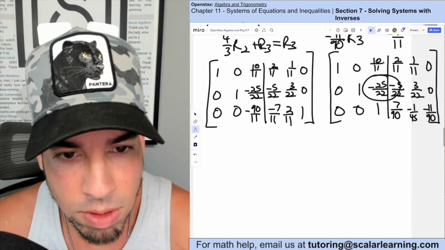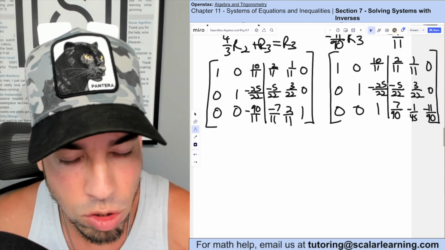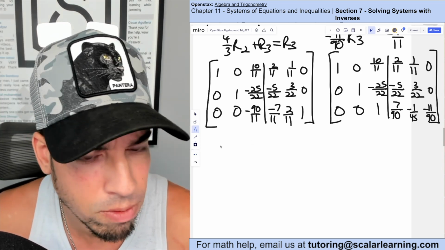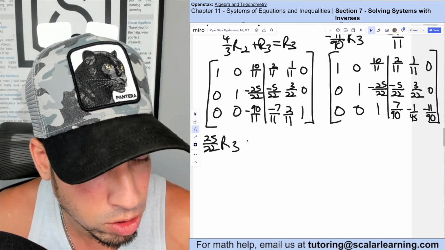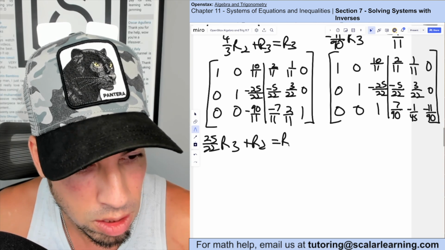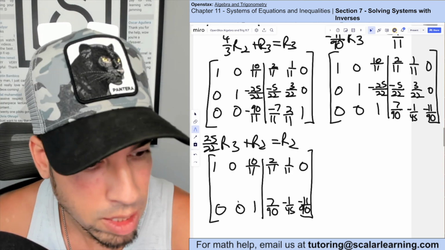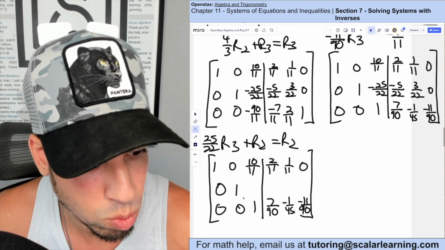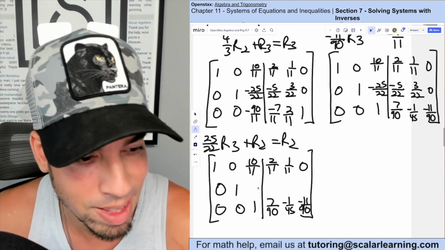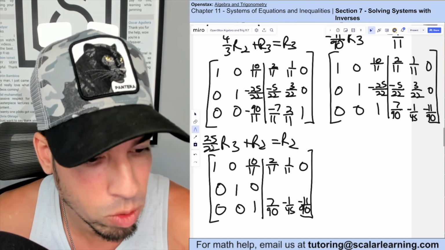Last two steps, we got to flip these two to zeros. So what I'm going to do is multiply first row 3 by positive 25 over 22, add it to row 2 to get a new row 2. Here we go. So we got that times 0 is 0 plus 0 is 0 plus times 0 is 0 plus 1 is 1 times 1 is 25 over 22 plus that is 0. That's what we want. Okay.